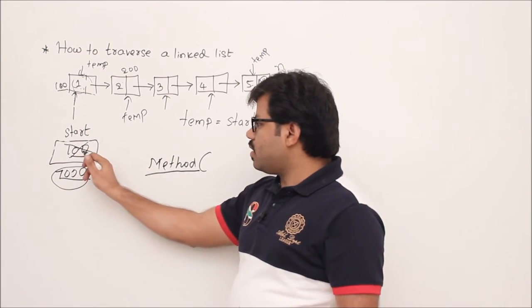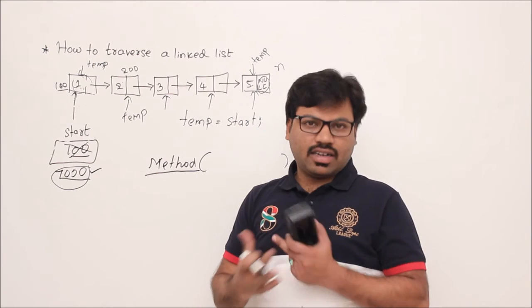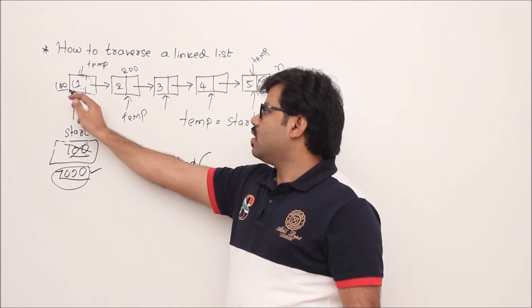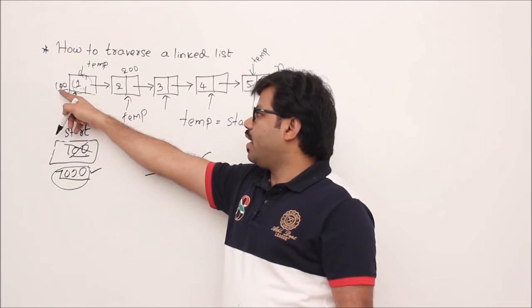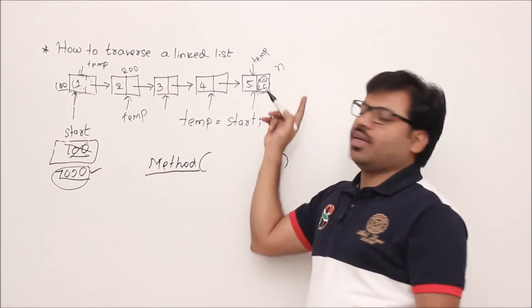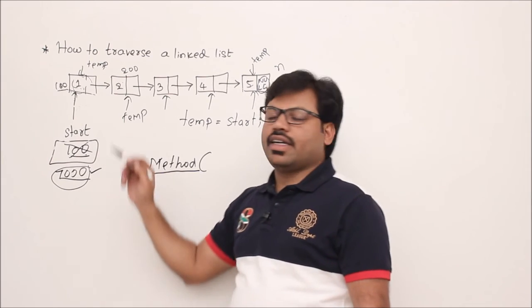You just simply pass 100. Why do we have to pass even that 100? Because 100 is the starting address, the address of the starting node. So by taking that, I can process any of them. That's why we pass the content of start.